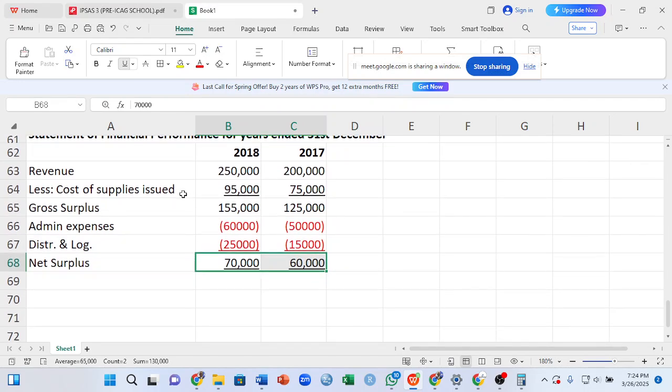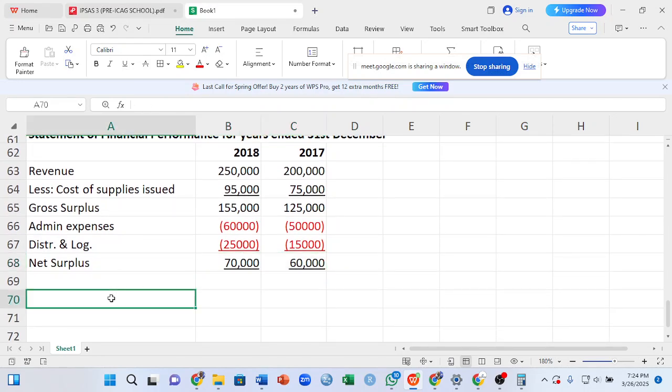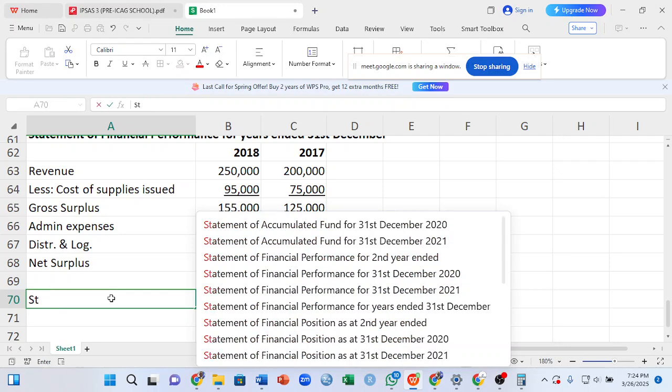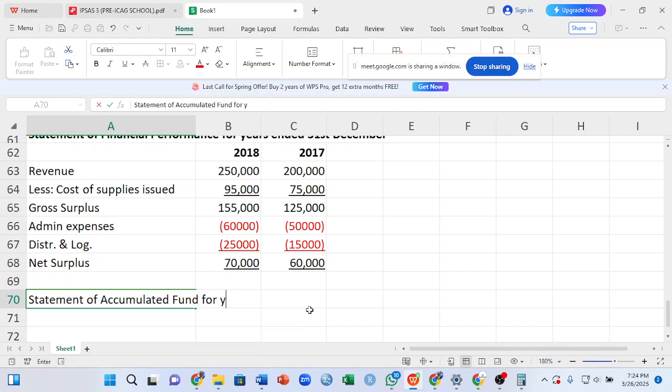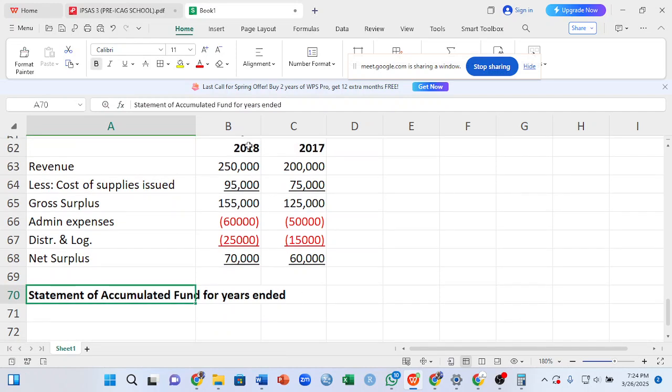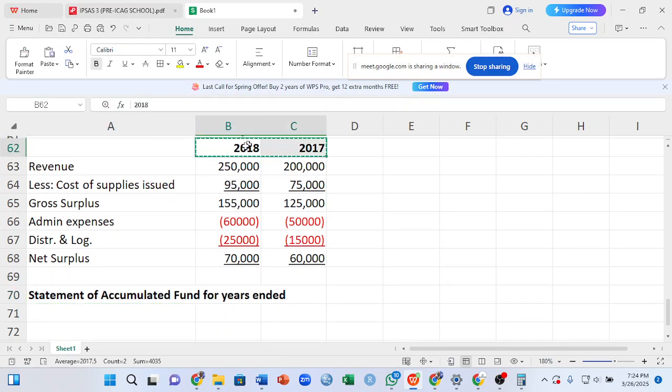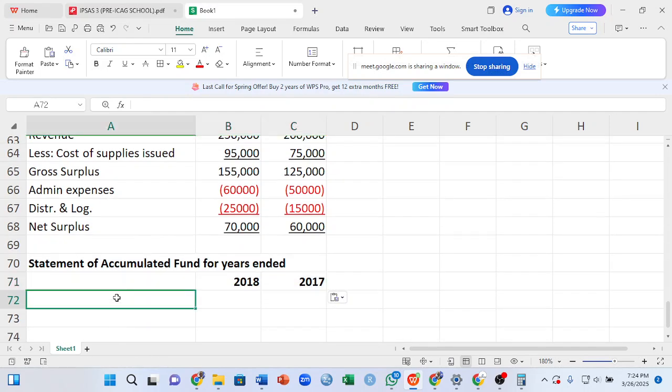Then the question said we should do the updated statements of accumulated fund for the years ended 2018, 2017. So yeah, we'll bring the opening balance first.